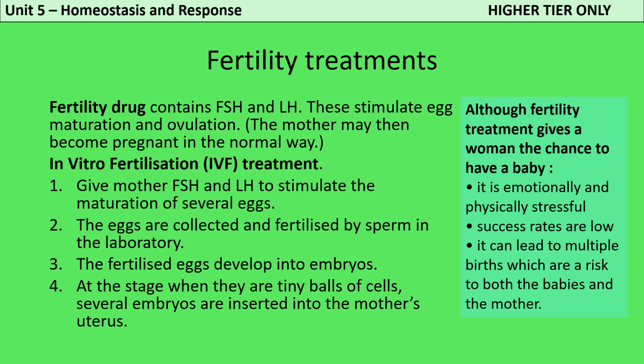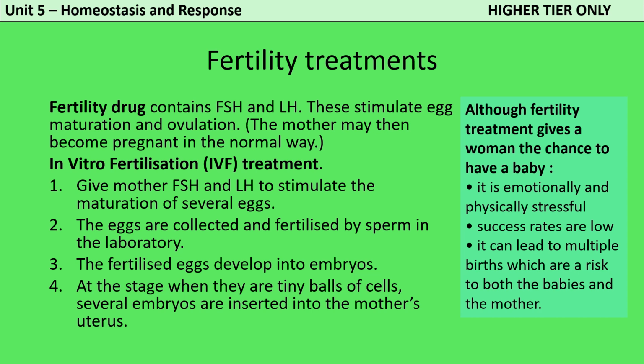If this is not successful, then the woman may undergo in vitro fertilisation. She takes the same fertility drug, and then the eggs are harvested, and they're fertilised in a laboratory instead. After they develop into embryos, several embryos may then be implanted back into her uterus.